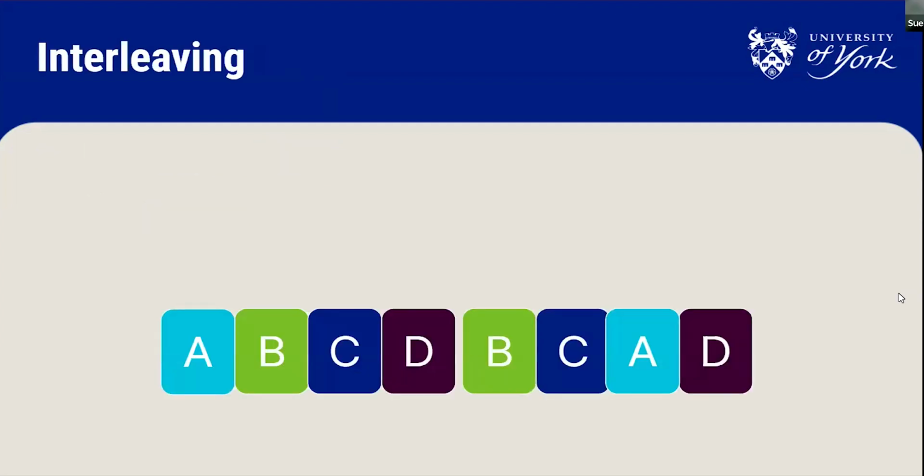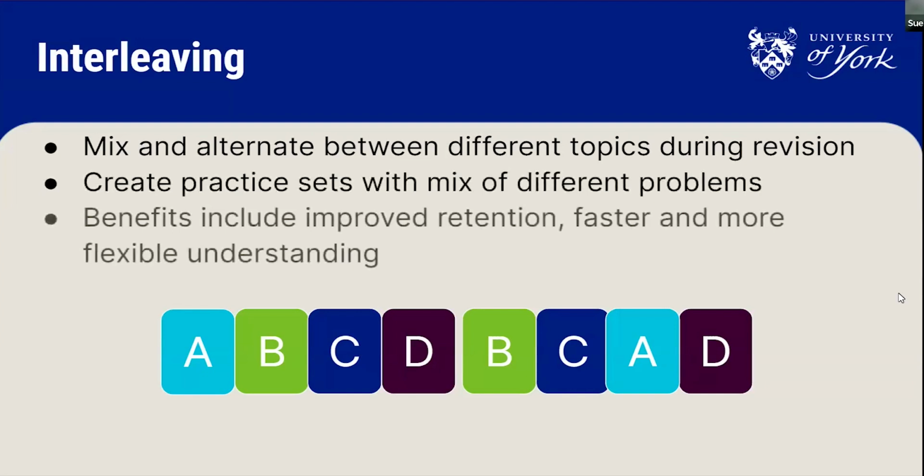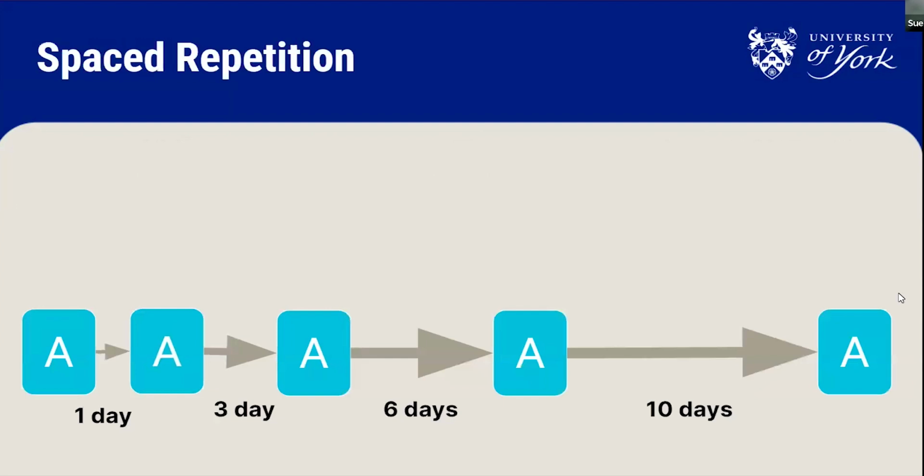Let's look at interleaving first, and that involves alternating between different topics during revision by creating practice sets that include a mix of different problems. In this example, on the first run through, topics are revised in the order A, B, C, D. And then in the second run, they're mixed up and revised in the order B, C, A, D. The benefits of this interleaving method include improved retention, faster learning, and more flexible understanding.